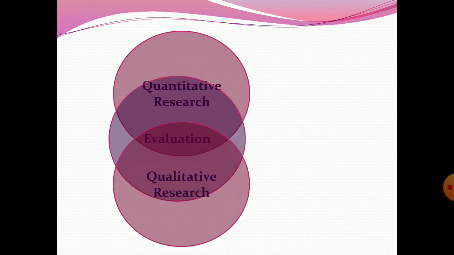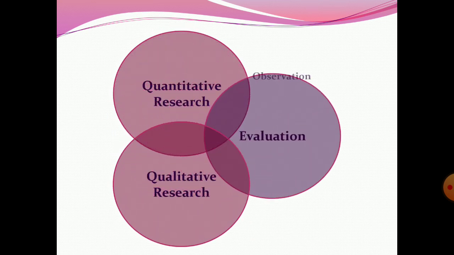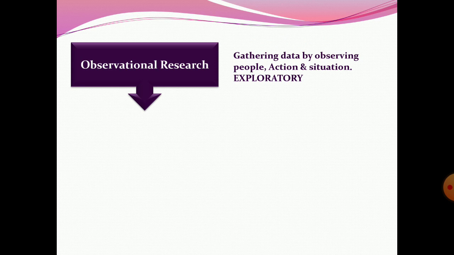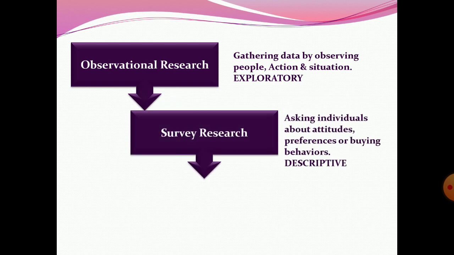Now checklist comes under observation technique. Observation can be used in quantitative research, qualitative research and obviously for evaluation. In observational research, gathering data by observing people, action and situation is called exploratory research. In survey research, asking individuals about attitudes, preferences or buying behaviors comes under descriptive research.